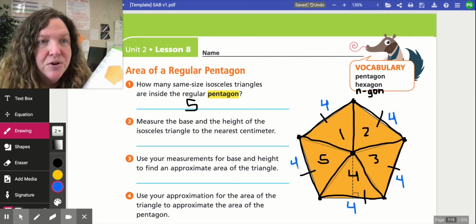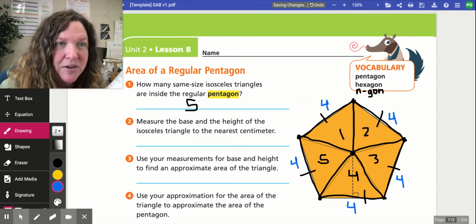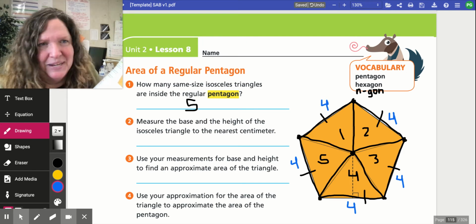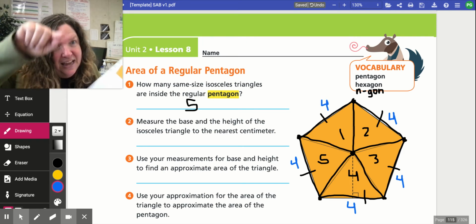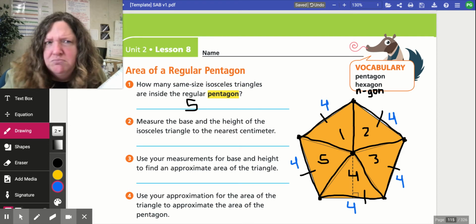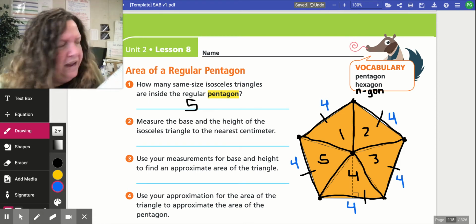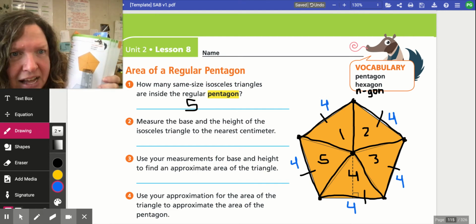But I do need to measure the height. This is the part that tricks kids on this. The putting the dot in the center usually doesn't trick kids. The drawing the lines from the corners usually doesn't trick kids. It's the height. Where is the height on this shape?